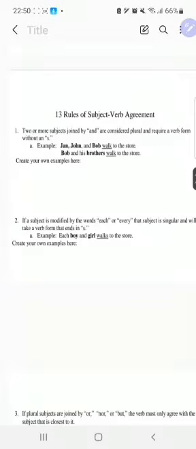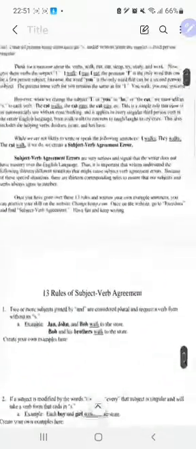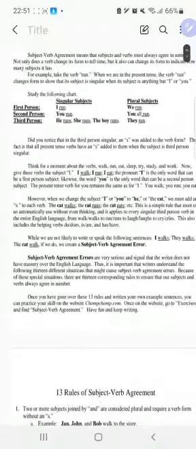And there are approximately 13 rules. Right now in this video I'll share or discuss with you a couple of rules. Let's move to the first one. First of all, I'll explain what subject verb agreement actually is.